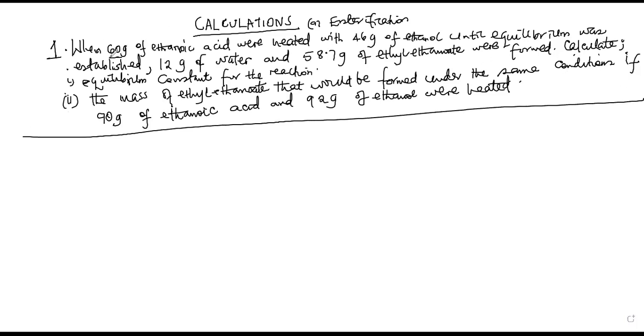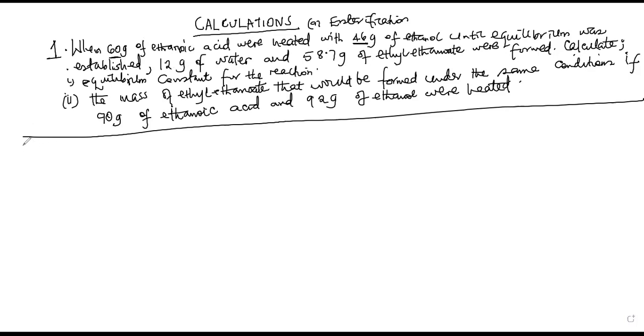When 60 grams of ethanoic acid, by having the mass of ethanoic acid, we can get the number of moles. Remember, we shall be guided by the other experiments that we did, to see how we can calculate that value of Kc. So we have 60 grams of ethanoic acid heated with 46 grams of ethanol. Here we can get moles of the reacted substances until equilibrium was reached. 12 grams of water and 58.7 grams of ethyl ethanoate were formed. Calculate the equilibrium constant Kc.